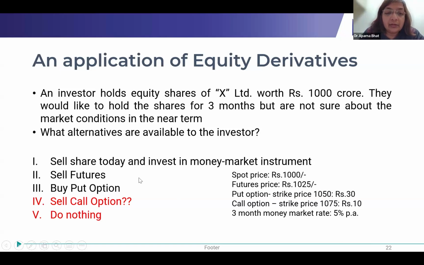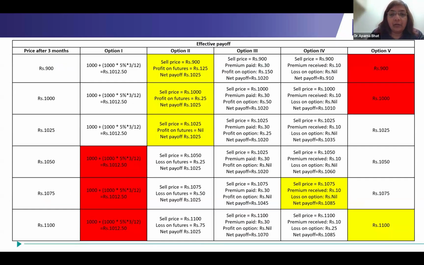The second alternative is that they can sell the futures contract for hedging their investment. Third is buy a put option. Fourth alternative is sell a call option. And fifth alternative is not do anything. Okay, so let's look at the calculations. So let's say after 3 months, the stock is at 900 rupees. Okay, after 3 months, the stock has ended up at 900 rupees.